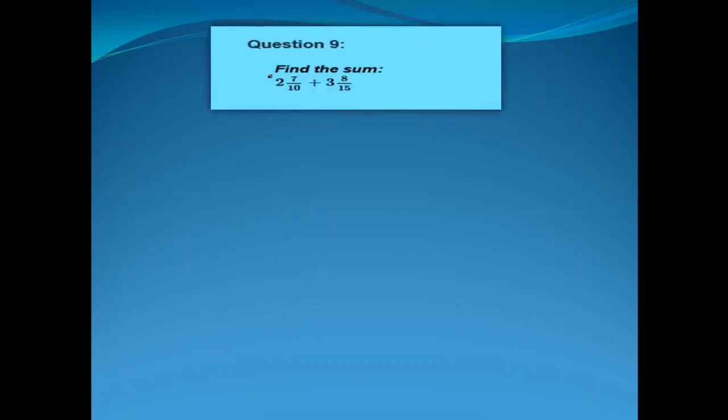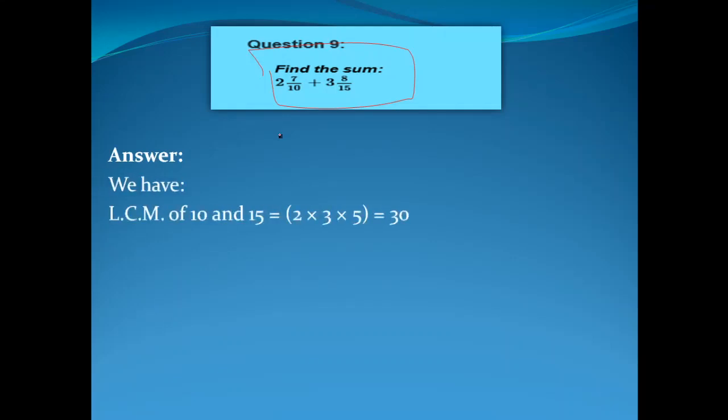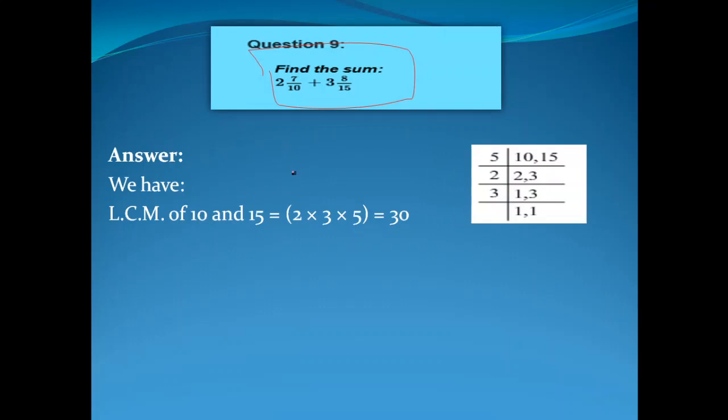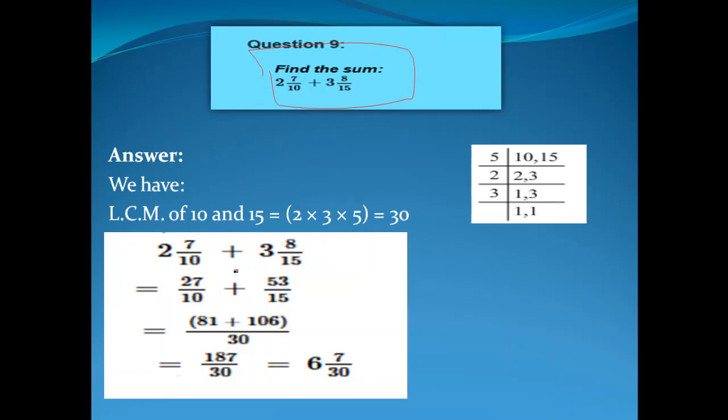See next solution. Here the question is find the sum. Same concept but only mixed fractions are given. So firstly we have to convert those fractions into improper fractions. Here the improper fractions are, see this, 27 upon 10 plus 53 upon 15. And then after that we have to find the LCM of 10 and 15. Here I will show the LCM. And then after here the same concept we are using.